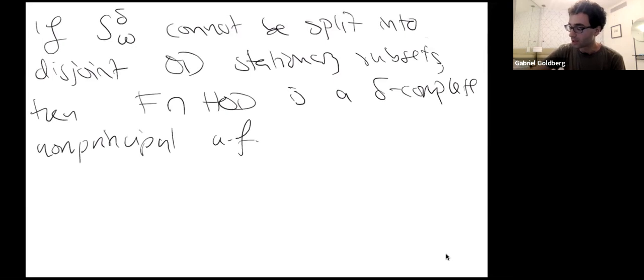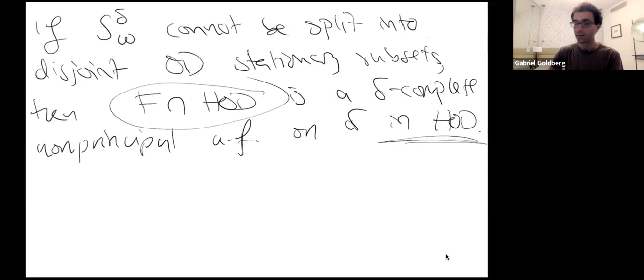Ultrafilter on delta in HOD. So the first point here is that F intersect HOD is actually in HOD. The reason is that F is ordinal definable. It's just definable from delta. It's the omega club filter on delta. That's a definition of F. And HOD is also definable. So F intersect HOD is definable, and so F intersect HOD is also ordinal definable.